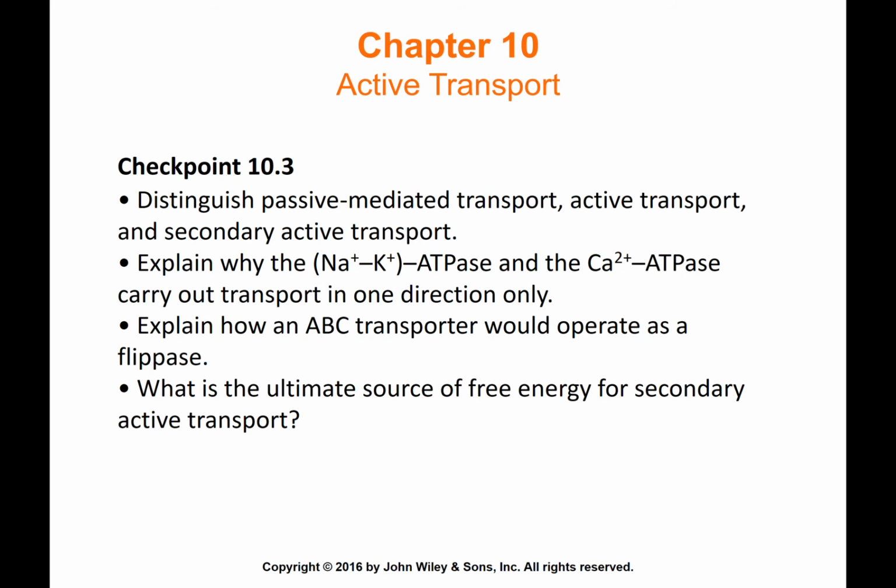A couple of things to add here. Right, so I want you to be able to distinguish between passive, active, and secondary active mediated transport. So passive transport always is going to have chemicals moving down their chemical or electrochemical, I should say, gradient. Active transport is always going to be moving things against their chemical gradient using some sort of energy input, often ATP. And secondary active transport is specifically that type of active transport that relies on a second chemical gradient to pump one chemical across.